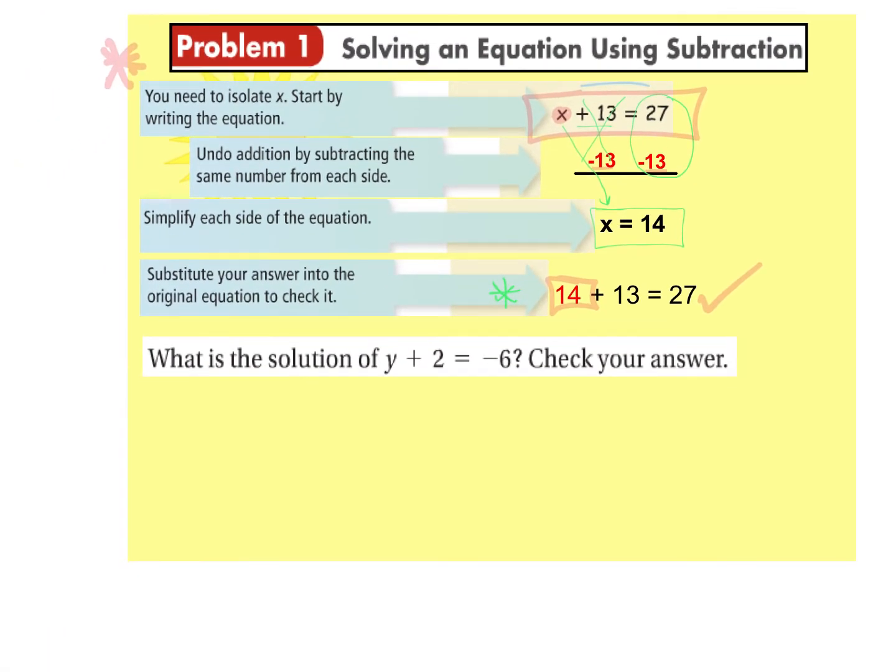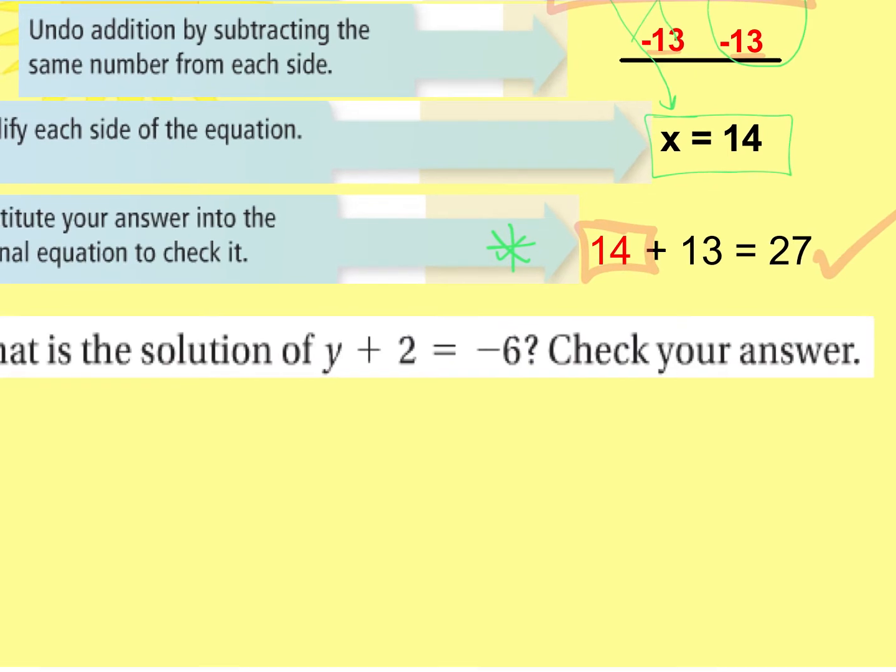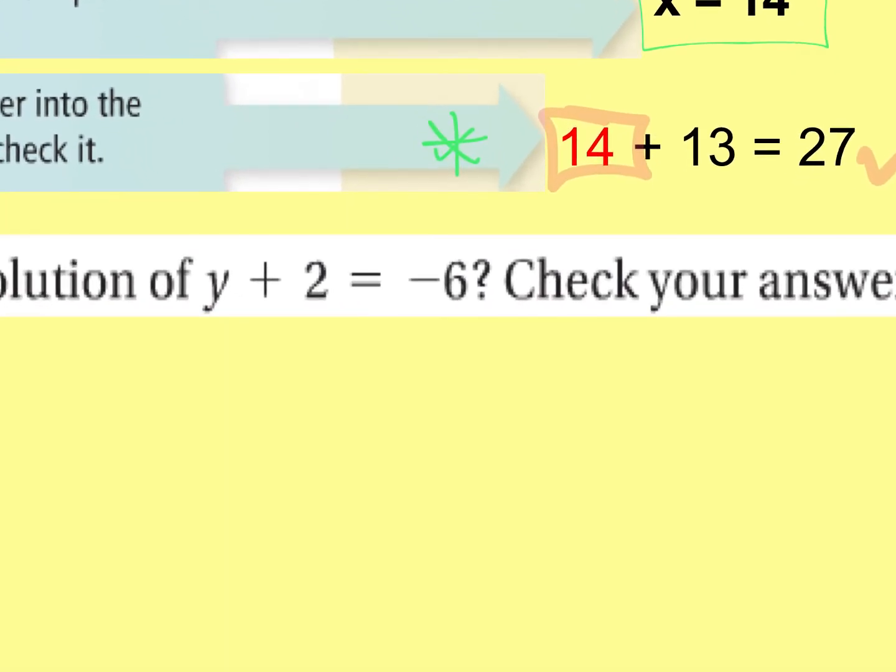Let's try this one together. So it says, what is the solution of y plus 2 equals negative 6? So my job is to get y all by itself over here. That means I need to move this plus 2. So in my mind, I'm thinking, what's the opposite of plus 2? So the opposite of plus 2 is minus 2. I'm going to do a minus 2 on each side of this equation.